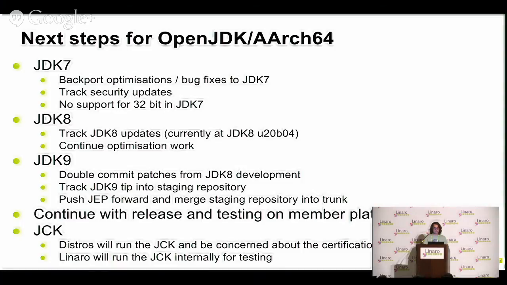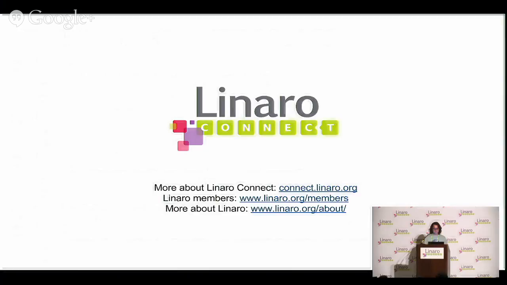And I think the comment here for JDK 9 is because both trees are currently being used, we're doing double commits into those trees. And then the final point here is that, continue with the release and testing on the member platforms. We're going to run the JCK internally, but for our own testing, really. And I think we're saying here that we're expecting the distros will run the JCK, and they will be concerned about the certification of those. That's it. Again, any questions?